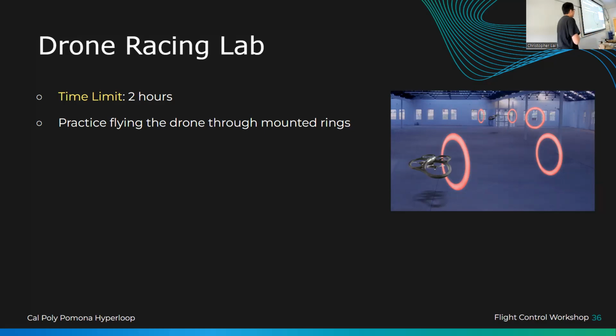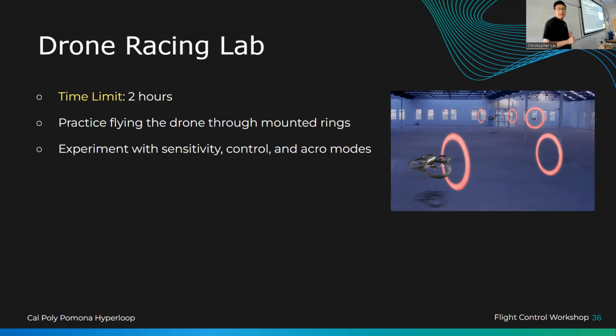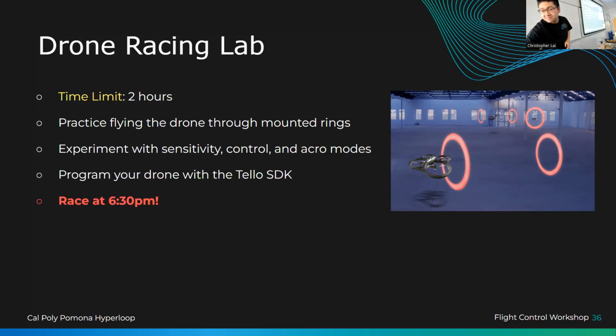You're going to practice positioning, flying the drone, manually controlling it through said rings. And you're going to experiment with sensitivity, control, and acro modes. The Tello has this cool little mode. If you control it with your phone, you'll notice it has something called sports mode. Sports mode makes the drone fly like it's on steroids. The drone's going to go up to 8 miles per hour, which makes it more uncontrollable. But if you want to win the race, you're going to have to do flying sport mode. That's what we're going to have to accomplish today.